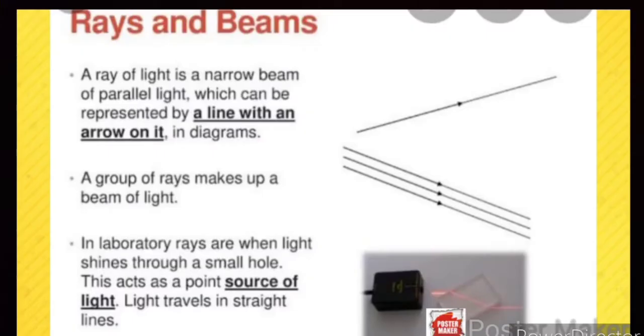Next we have a ray of light and a beam of light. A ray of light is a narrow beam of parallel light which can be represented by a line with an arrow in it. A group of rays makes up a beam of light. In a laboratory, rays are produced when light shines through a small hole. This acts as a point source of light, and light always travels in a straight line. So these are the meanings of a ray of light and a beam of light.